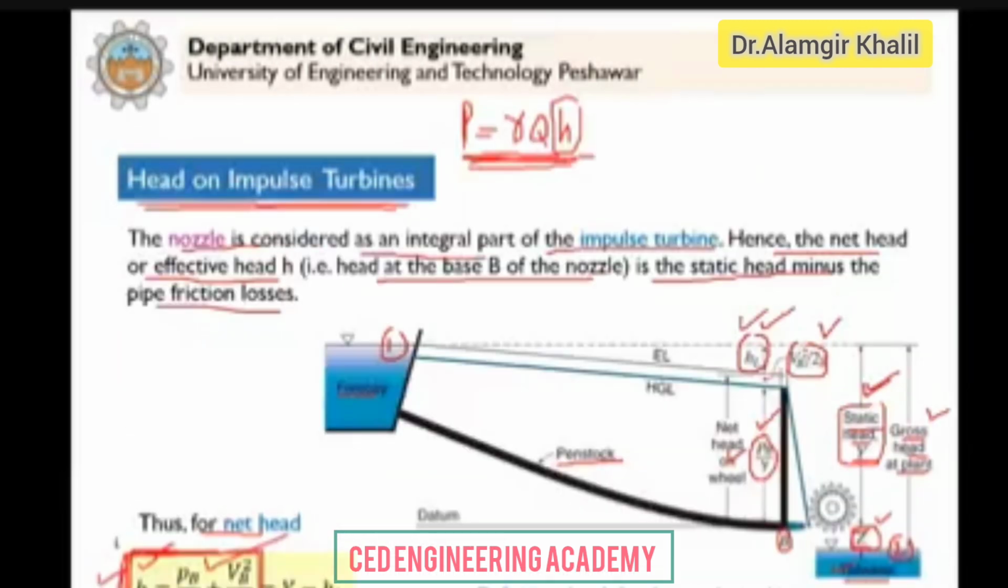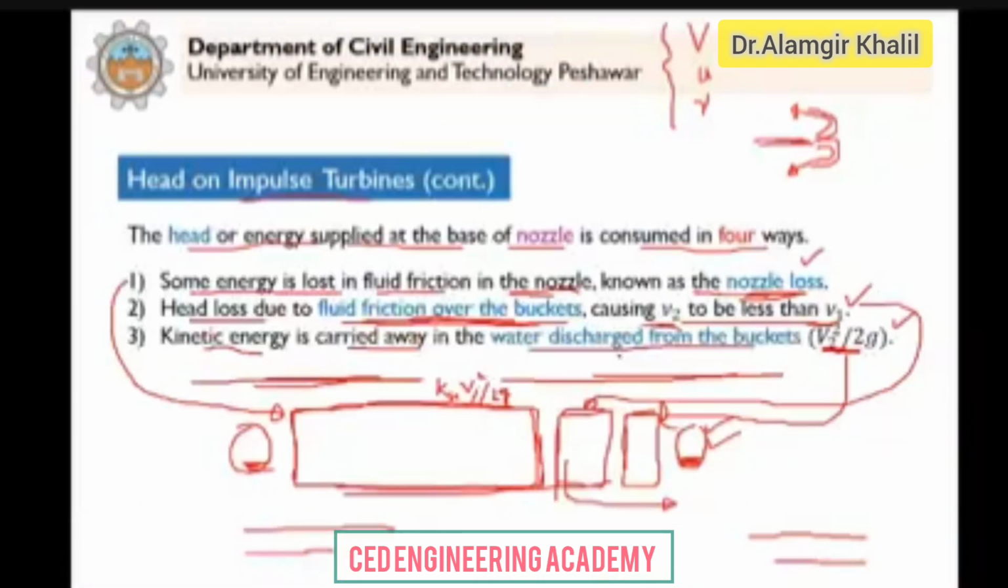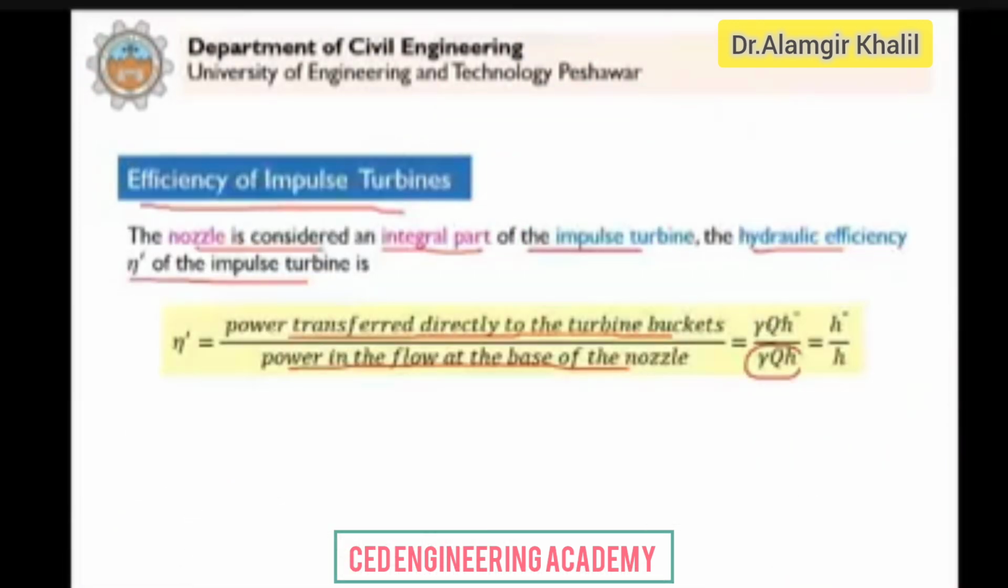This was available to the turbine: gamma QH. Because we have the three losses, what is actually transferred to the buckets is gamma QH double dash. So gamma Q cancels out. The head that is actually transferred to the buckets divided by the head available to the buckets defines the hydraulic efficiency of the impulse turbine.